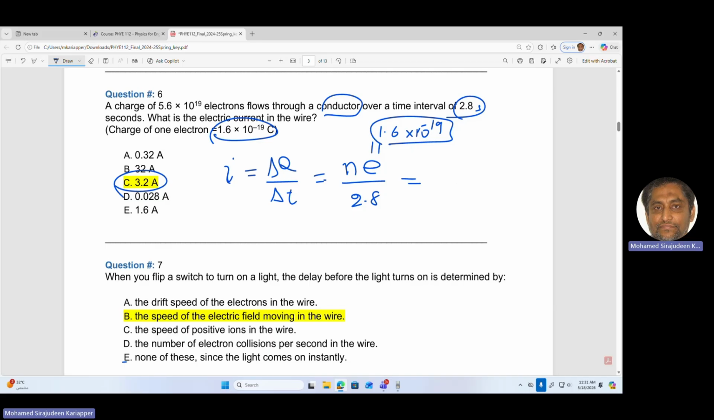It's given in the question. This many electrons, that is a number. Okay, so he's saying a charge of, it's a bit confusing, the wording, a charge of 5.6 times 10 to the 19 electrons. It should have been written 5.6 times 10 to the power 19. So that many electrons are flowing through. Anyway, I hope it is understood. This is not the charge, it's the number.